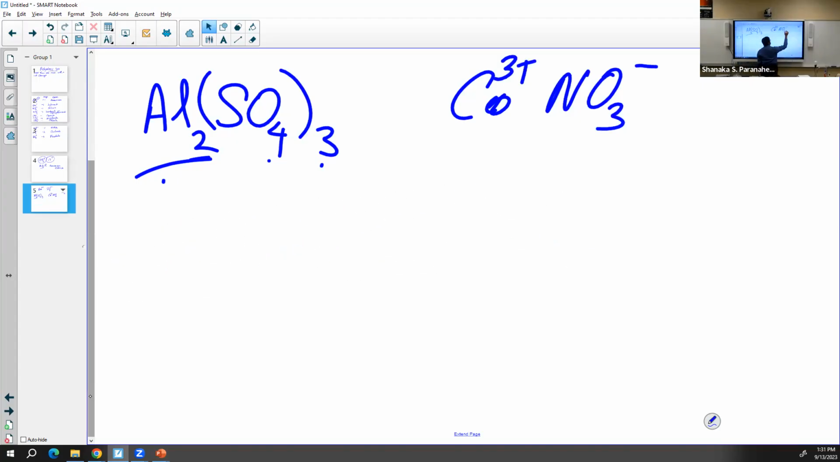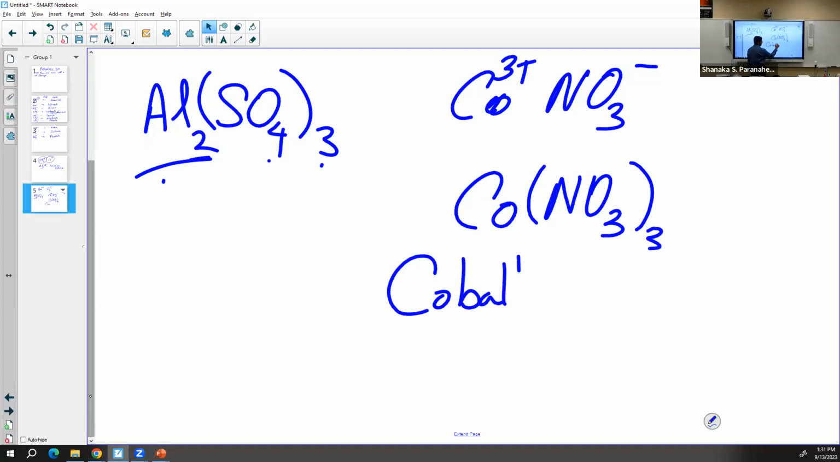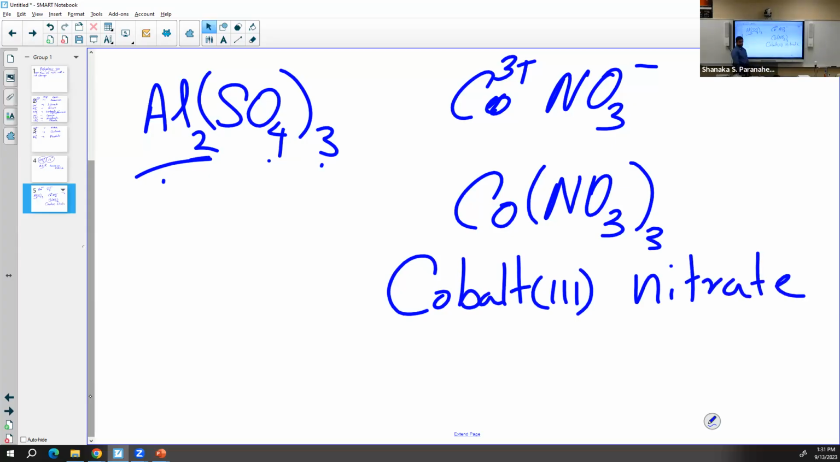So nitrate is -1. So cobalt, nitrate, then this 3 goes outside the parentheses. So this is -1, so it's 1 cobalt. Since this metal belongs to the transition metals group, we're going to use the charge of the transition metal in the name. Cobalt 3, and the name of the polyatomic anion is nitrate. It's cobalt 3 nitrate.